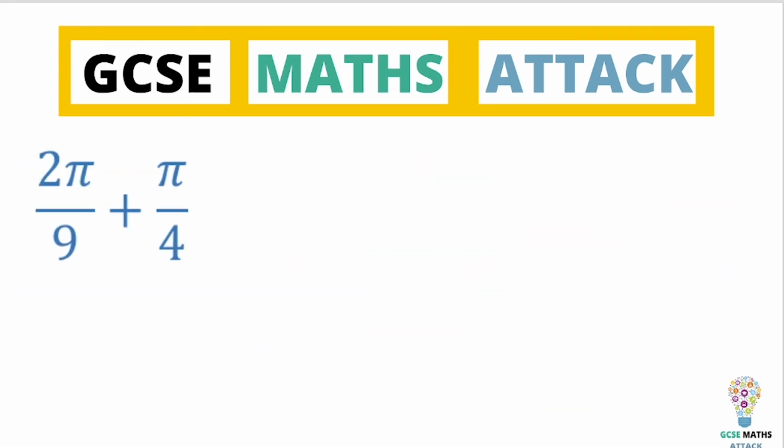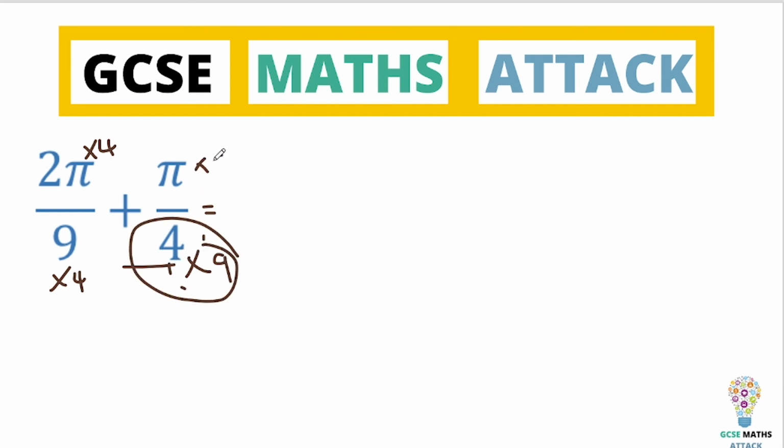Okay guys, so here's a final question. You've got 2 pi over 9 plus pi over 4. Have a go at this question and see how you'd answer it. Okay, so I'm assuming you paused the video and you've had a go. Now, in order for me to even add these, I need to make sure that the denominators are the same. So I'm going to multiply this by 4 and I'm going to multiply this by 9. Whatever I do to the denominators, I must do to the numerators. So I'm going to multiply this by 4. Because I multiplied the denominator by 9, I must do that to the top.